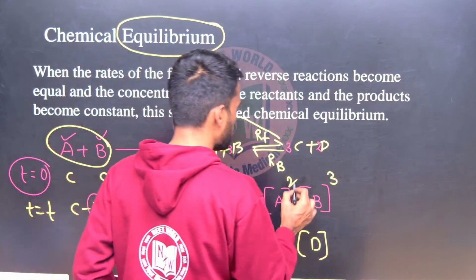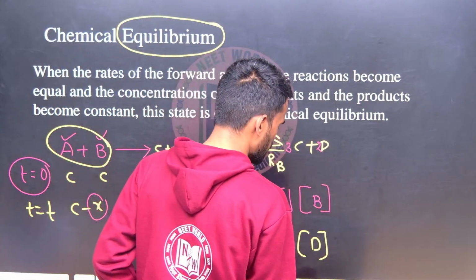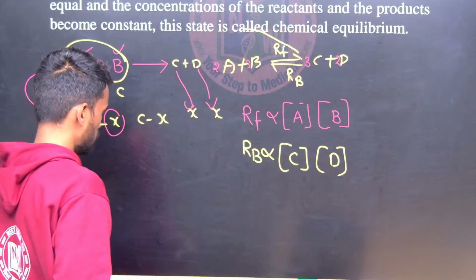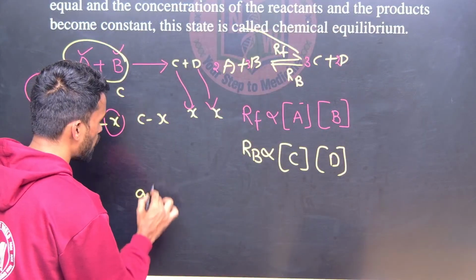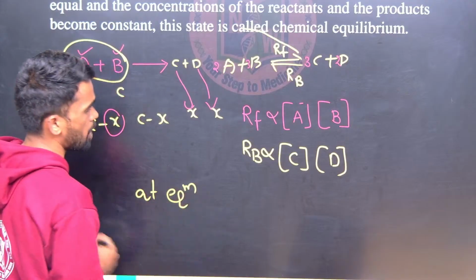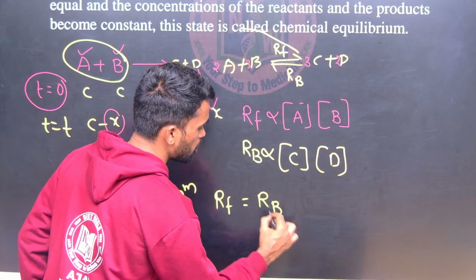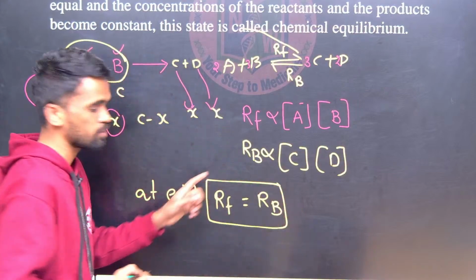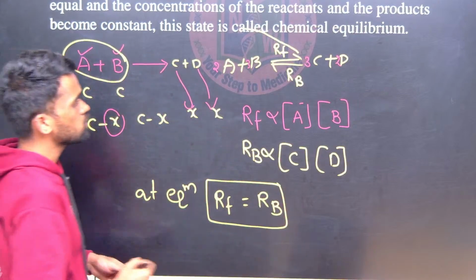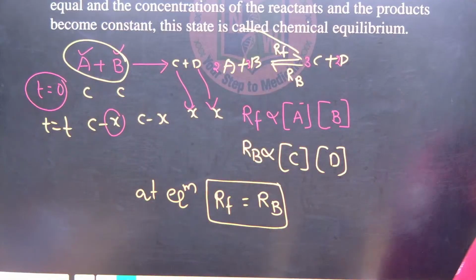Now I will tell you one more thing here. At equilibrium, what happens? At equilibrium, the rate of forward reaction will be equal to the rate of backward reaction. It means RF and RB will be equal. Now I am removing this proportionality.